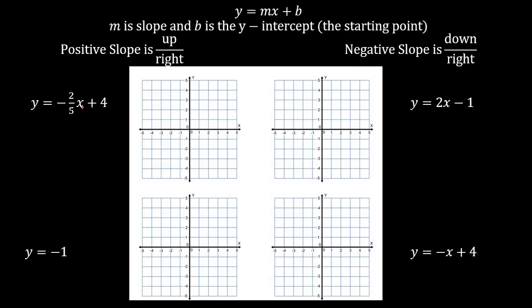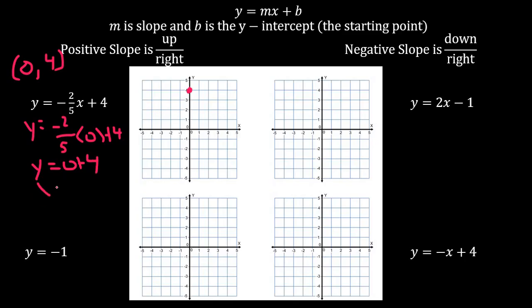So we're going to graph these. We're going to start by identifying the y-intercept. For this first one, it's a positive 4. So we put a dot at 0, comma 4. It's the same thing as if I were to put 0 into that equation for x. I won't do this for all of them, but negative 2/5 times 0 is 0, and 0 plus 4 is 4, and that's going to be the point 0, comma 4.